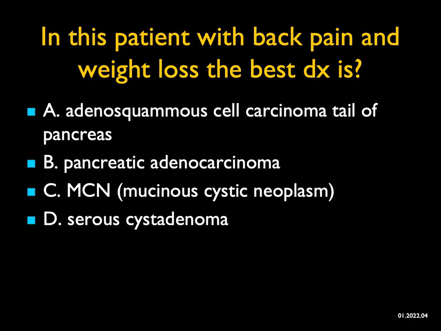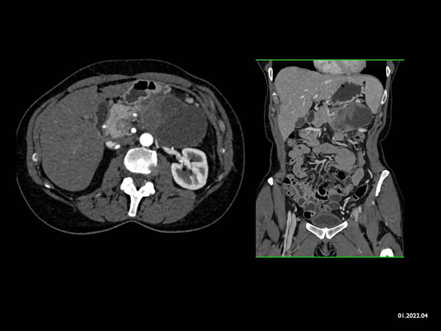In this patient with back pain and weight loss, what's the best diagnosis? Now, what's important to look at is you see a cystic mass involving body and tail of pancreas. Now, the truth is, if you told me this was a mucinous cystic neoplasm with malignancy, solid components, it could be because MCNs typically occur in the distal body and tail of the pancreas. Serous cystadenoma is not that good because you can get septations, but if you have a solid component, that's exceedingly rare, and that typically means we're pointing to malignancy.